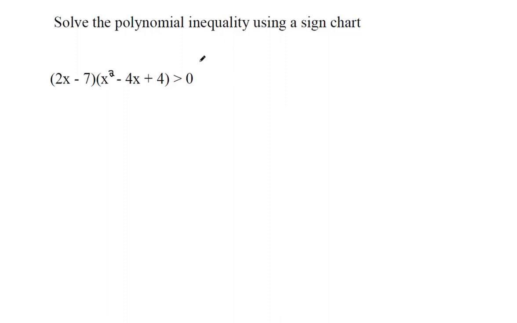So they're asking us to solve using a sign chart. And well, I'll show you what they mean. The first thing you should do to get a sign chart is to find the zeros of this expression. Find out what it would take to plug in for x to make this side equal 0.